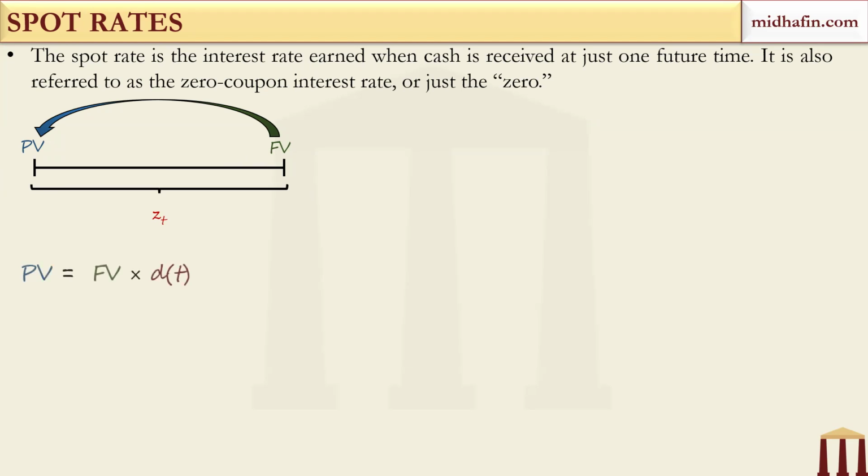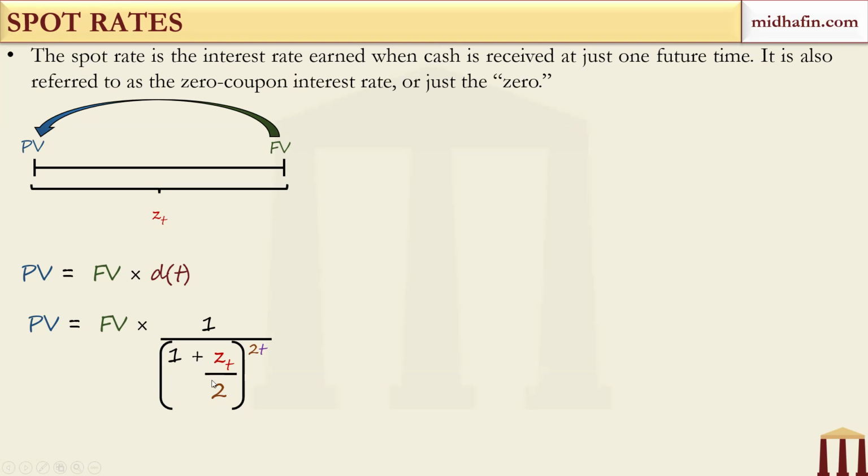Now here we know, from the relationship in the previous chapter, that PV equals FV times dt. And dt can be written as 1 divided by (1 plus zt by 2) raised to the power of 2t, if the spot rates are assumed to be semi-annual compounding. If it is different, then these things will change. We have studied the compounding frequency in FMP 16, that if the rates are compounded quarterly, then this 2 will be transformed into 4.